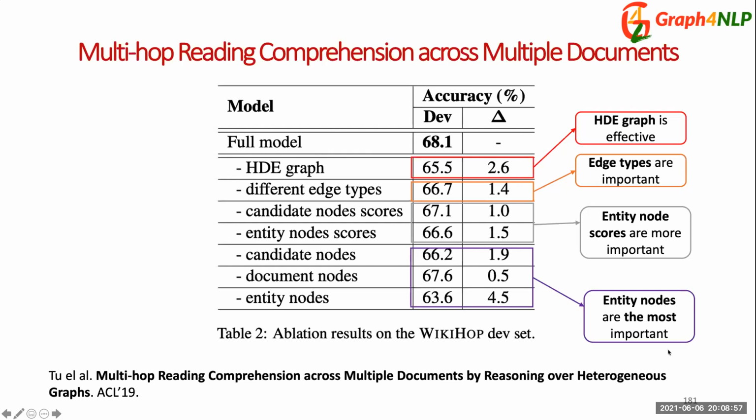And through the ablation test, we can see the hybrid HDCE graph is effective. And then you can see the edge types are important, similar to what we just saw earlier. The entity nodes are more important. In this work, we introduce the candidate node as well as the document node, but entity nodes are more important, which is not surprising. The improvement over past work is mostly due to introducing additional types of nodes and edges, but the entity node is really the most important part for reading comprehension.